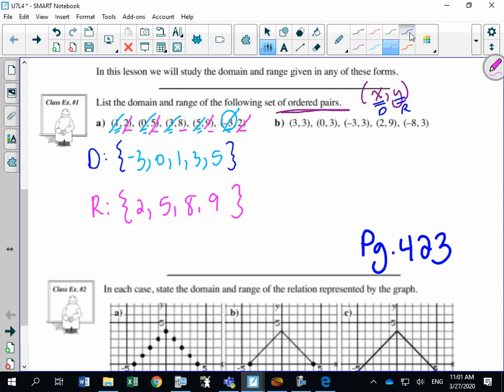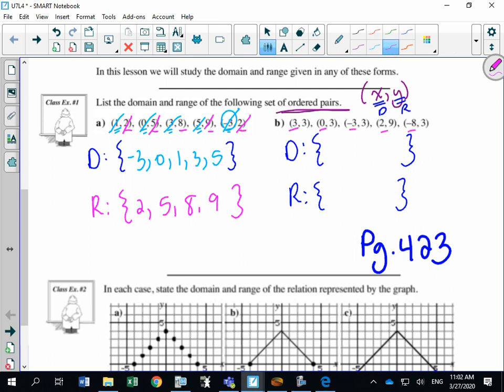So take a minute to see if you could do B. And remember that domain is your x values, range is your y values. List them from smallest to biggest. If there's repeats, you only list them once. So let's see if you got it right.